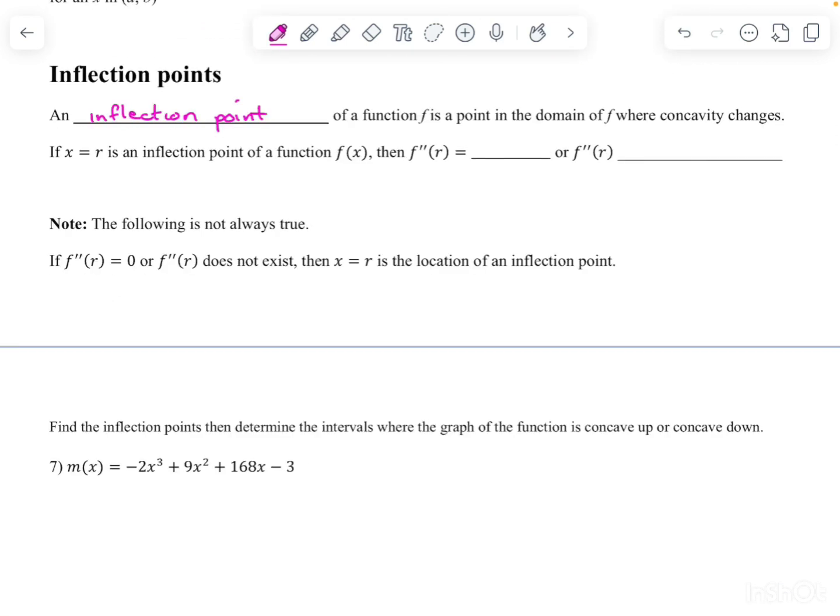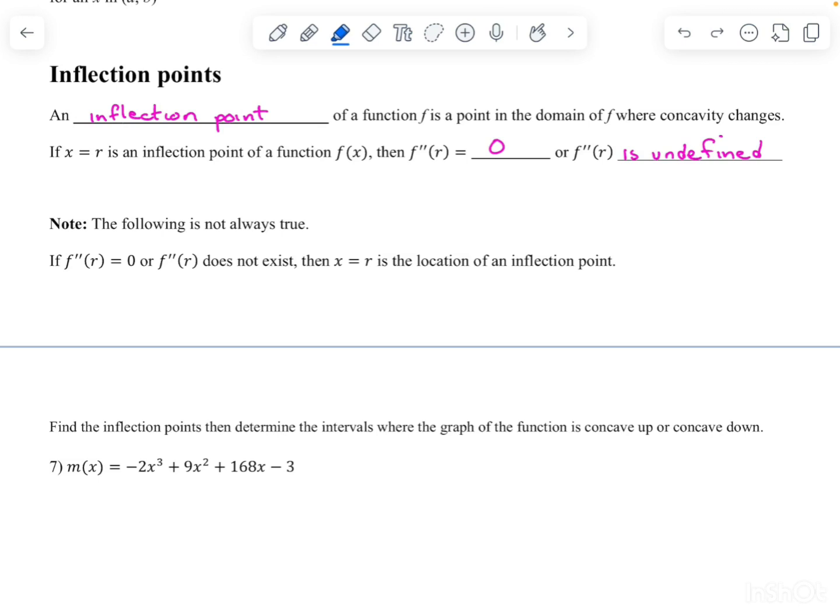Now on to the inflection points. An inflection point of a function f is a point in the domain of f where concavity changes. If x is equal to r is an inflection point of a function f, then the second derivative at r is equal to 0, or the second derivative at r is undefined.